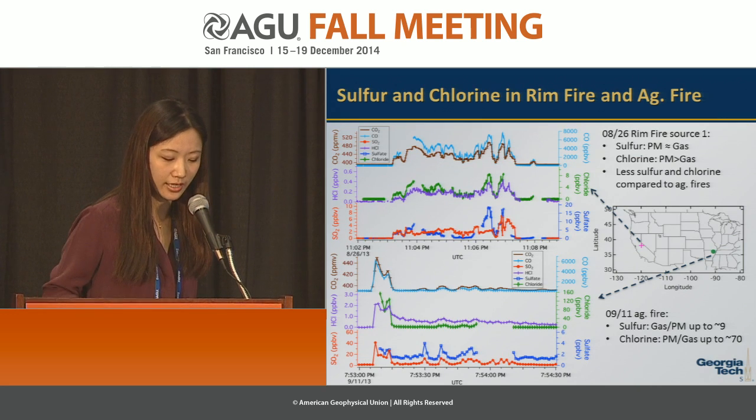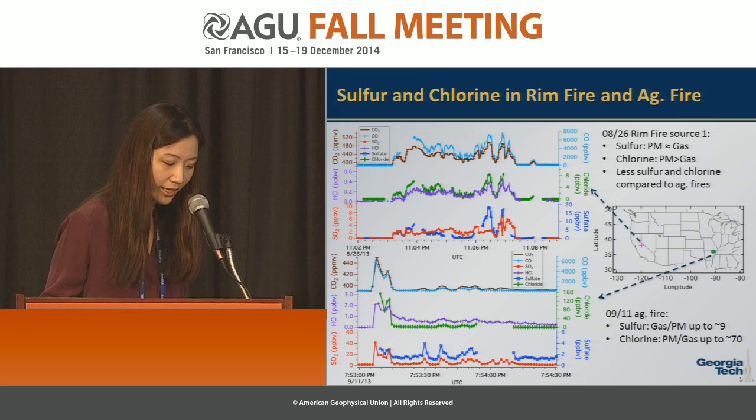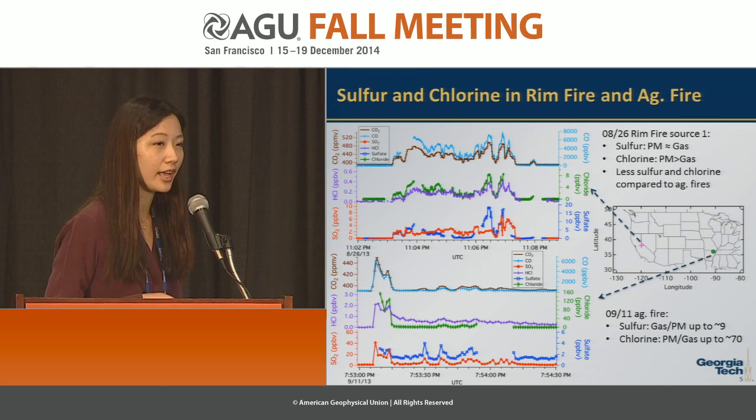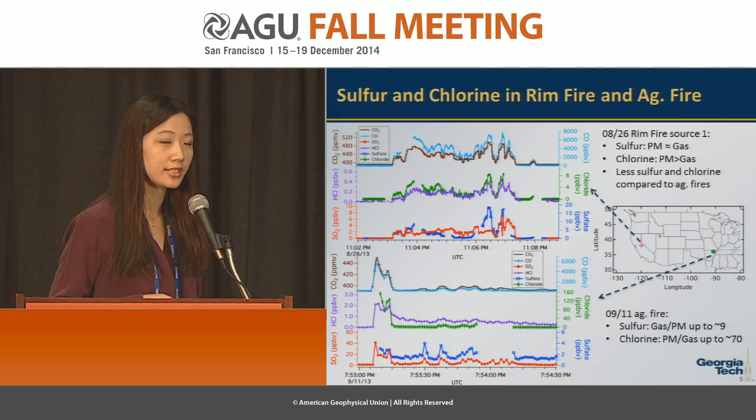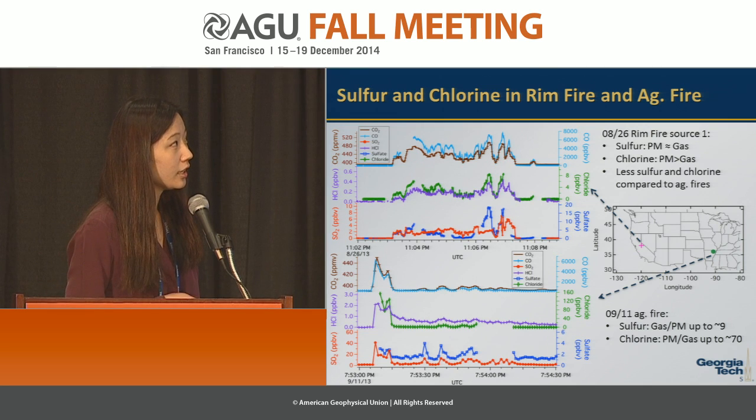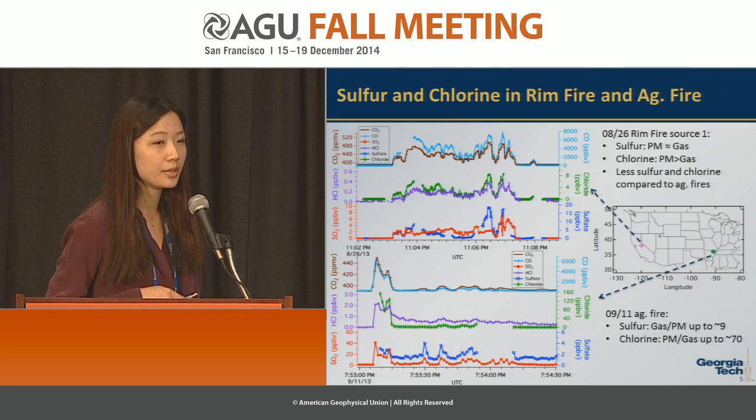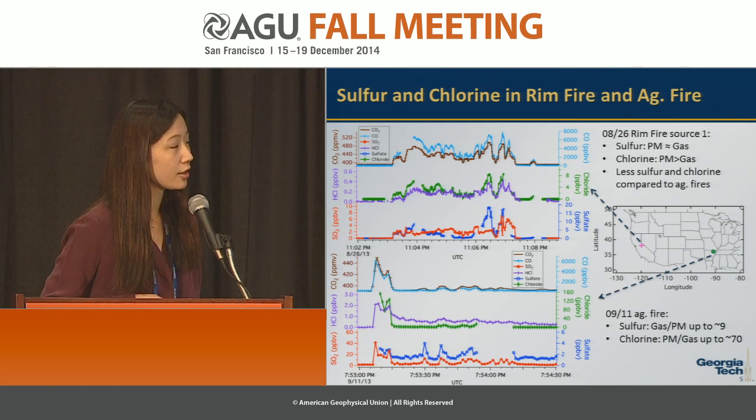This slide compares the concentrations of sulfur and chlorine emitted from the Rim fire and one of the agricultural fires sampled on September 11th. In both figures on the left, all species are shown in mixing ratios. Carbon dioxide is shown in parts per million, while the other species are all in parts per billion. The levels of carbon dioxide in brown and carbon monoxide in blue are similar in both fires.